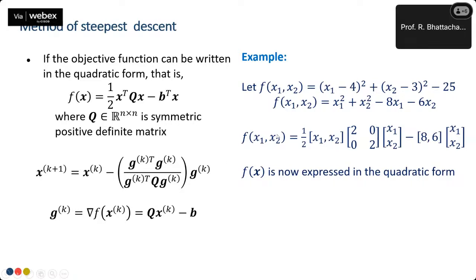For example, here f of x1, x2 is expressed in the quadratic form, and we have the vector x as x1, x2, Q here is 2, 0, 0, 2. So it is a symmetric positive definite matrix, and minus the vector 8, 6 transpose into x1, x2. So in that way, you can formulate the problem. I've not gone into the derivation, but if you can formulate the problem in the quadratic form, then you can find xk plus 1. And if you are using the steepest descent method, within a few steps, you will converge to the minima.